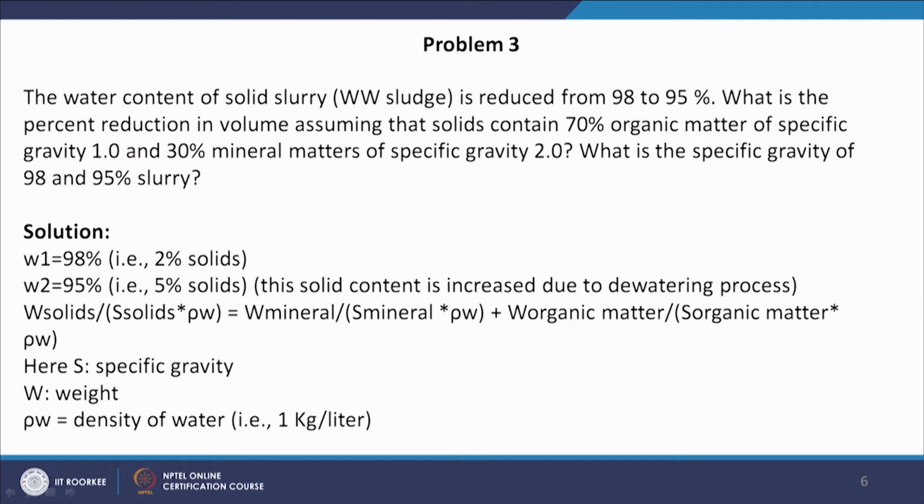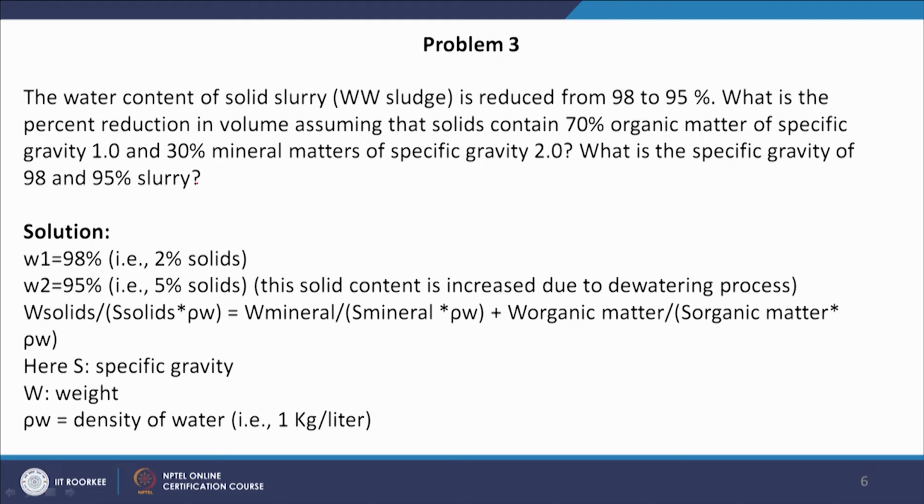What is the percent reduction in volume, assuming that solids contain 70% organic matter of specific gravity 1 and 30% mineral matters of specific gravity 2? What is the specific gravity of 98 and 95% slurry? So, this is another problem of similar subject, that is sludge, its characterization, and basically it is related to treatment. Okay. So, how to solve it?